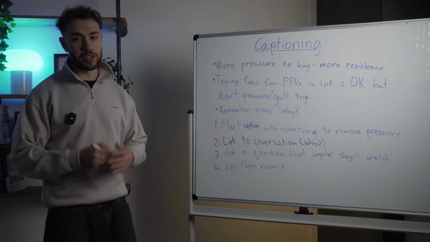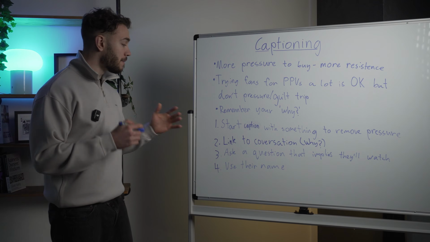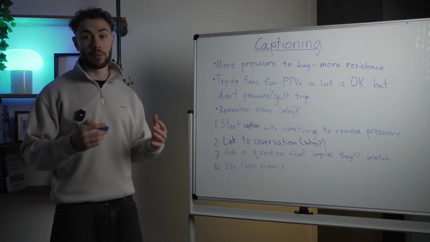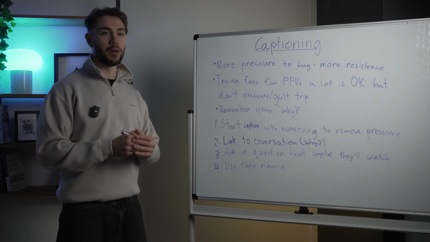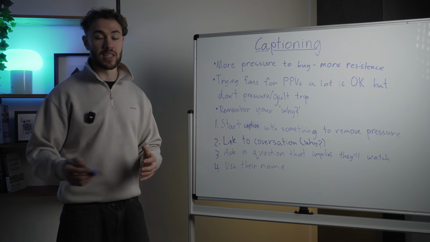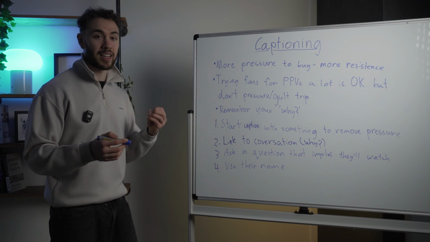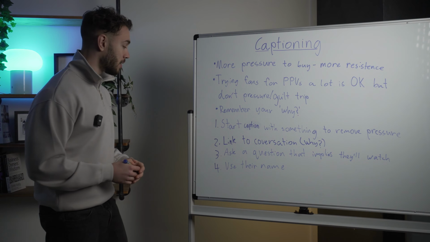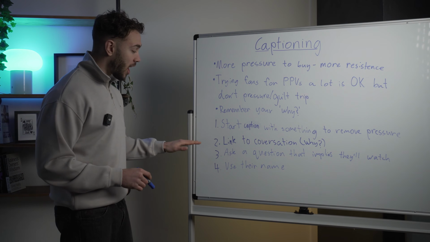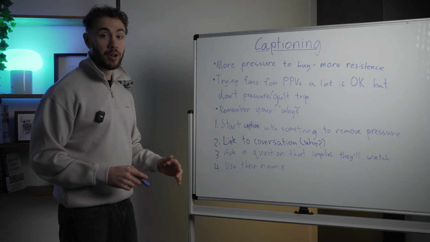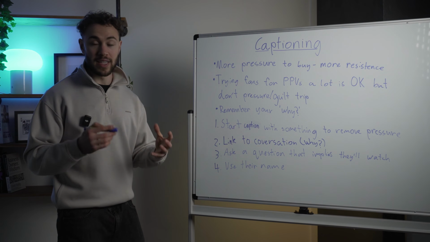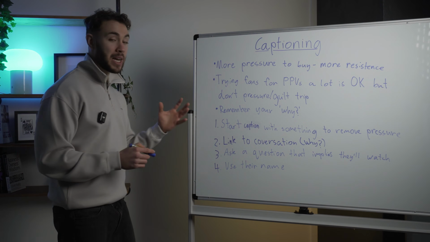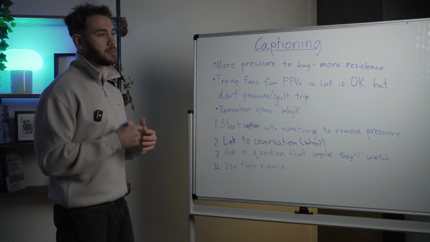Here's a structure you can use for your single pay-per-view caption. For the first line, start with something to remove that pressure. That could be, here's an idea, but it's up to you, or no pressure, but I know you'll love this. Just something so that you're not telling them they have to buy it, okay? For the second line, link the pay-per-view to the conversation that you're having. This is your why. This is what I'm talking about. You set this up in your transition. So I'll just go through some examples.